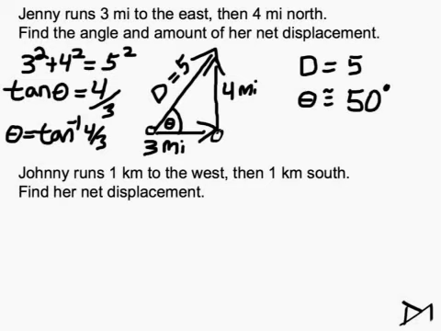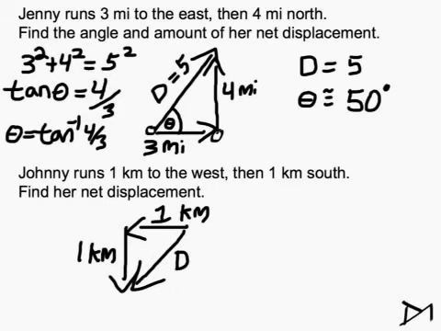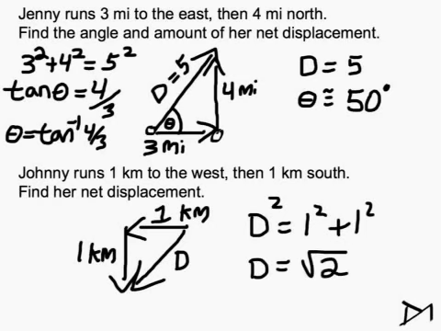50 degrees is the angle of the displacement from the horizontal. Next problem, Johnny runs 1 kilometer to the west, then 1 kilometer south. Find Johnny's net displacement. The displacement, again, by the head-to-tail method, is the hypotenuse of a right triangle from the vectors pointing west and south. By Pythagoras' theorem, 1 squared plus 1 squared equals d squared, so the displacement is root 2 kilometers. Again, the inverse tangent of 1 over 1 is 45 degrees. Equal sides of the right triangle obviously means the angle has to be 45 degrees.